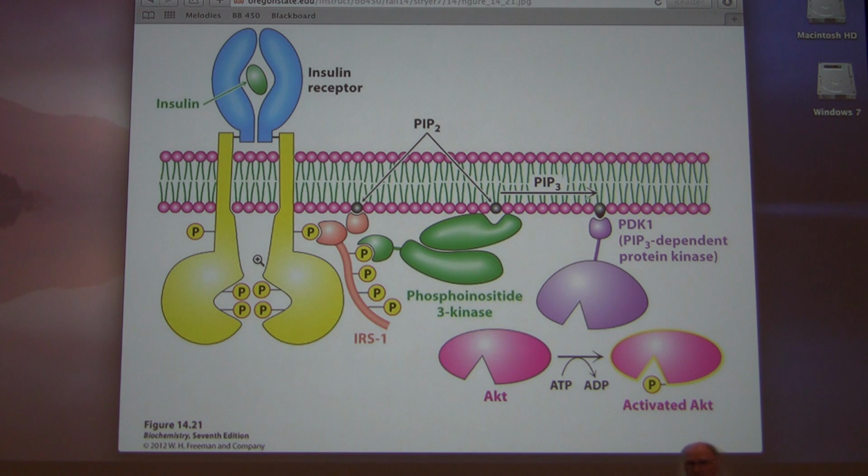Yes? PIP2 is interacting with IRS. You're right as well. I didn't mention that. Yes, sir? Can IRS1 bind to multiple phosphates? Can it bind to multiple phosphates here? You can have multiple IRS1 binding as long as you've got the appropriate phosphates exposed. They can bind there, yes. Mm-hmm. Up top, yeah.